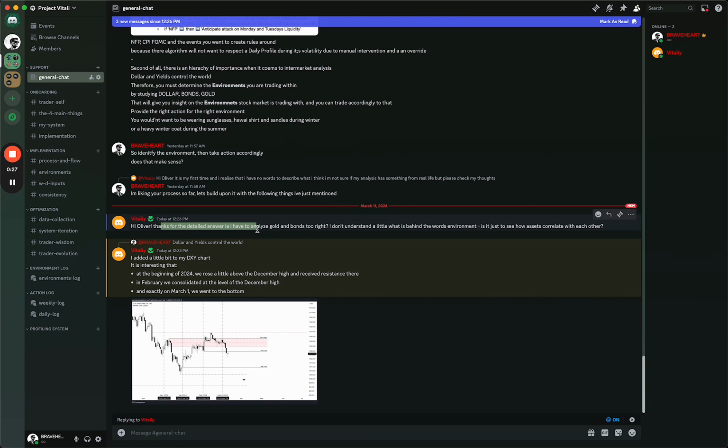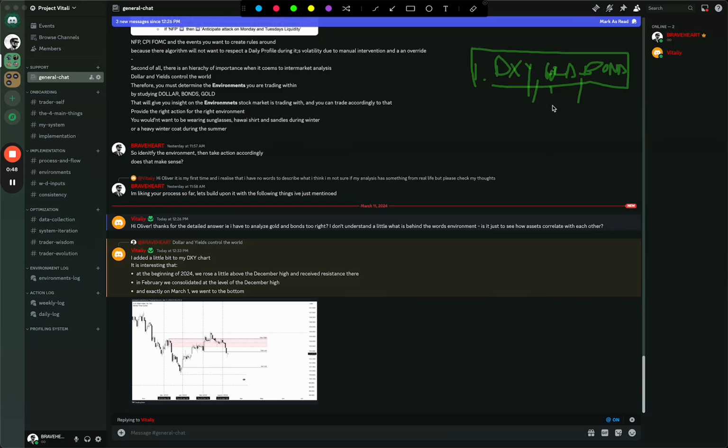Thanks for the detailed answer for gold and bonds too, right? Yes. So there's a hierarchy of markets. The most important markets would be dollar, gold, and bonds. These control the world essentially. And to summarize this, we now get risk on versus risk off conditions. That will give the biased side of the market to trust for trading stocks or trading indices or trading currencies.